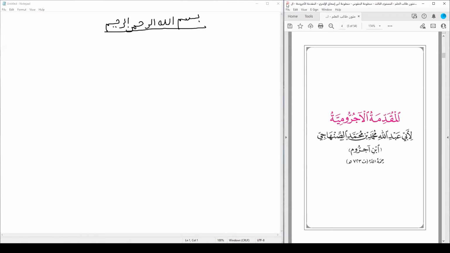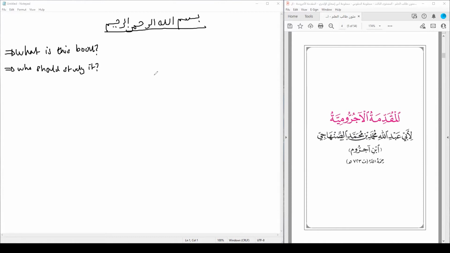So firstly, what I want to speak about is who should study this book. Firstly, what is this book actually? And also, who should study it? After that, we'll go into the book straight away. So what is this book?